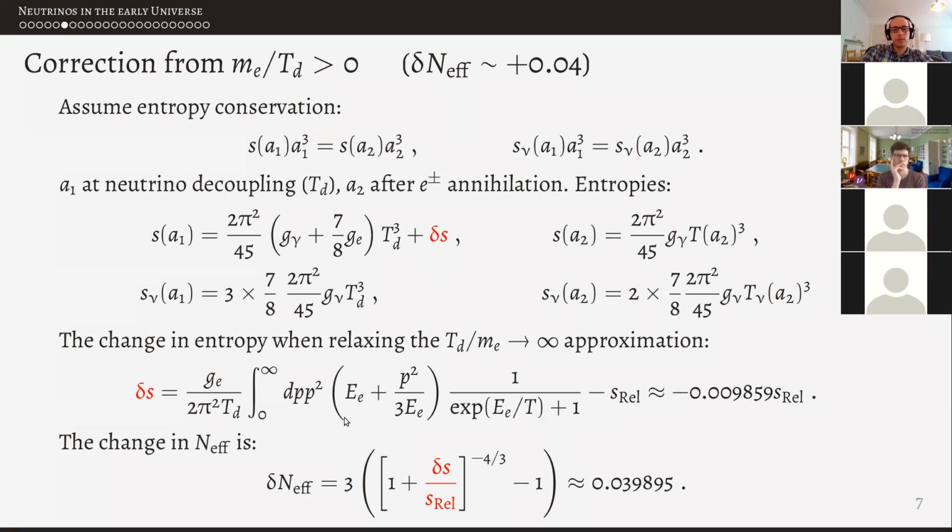This number can be calculated simply by solving this integral numerically, and then we can subtract the approximation where the electron mass is assumed to be 0, and we get this quite small number, which can be translated to the change in the effective number of neutrinos. And then we get this 0.04 change in the effective number of neutrinos. So this calculation is actually reasonably simple. We can include a correction, propagate it through the equations, and then we get a correction which explains the majority of the 3.044.